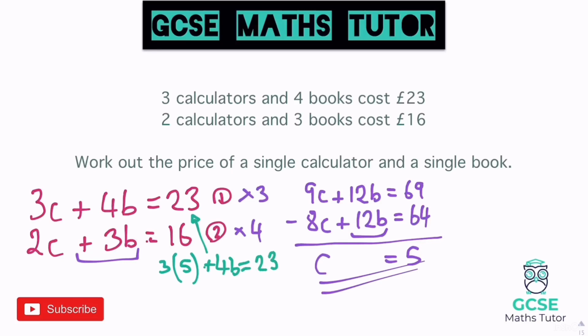Now 3 lots of 5 is 15, so we're going to have to take away 15 from both sides, and we get 4B equals 23 take away 15, which is 8. And then dividing that by 4, we get B equals 2. There you go, 8 divided by 4, B equals 2. So our final answer there, we got C equals 5 and B equals 2. Obviously thinking about the context here, that was a calculator is £5 and a book is £2.